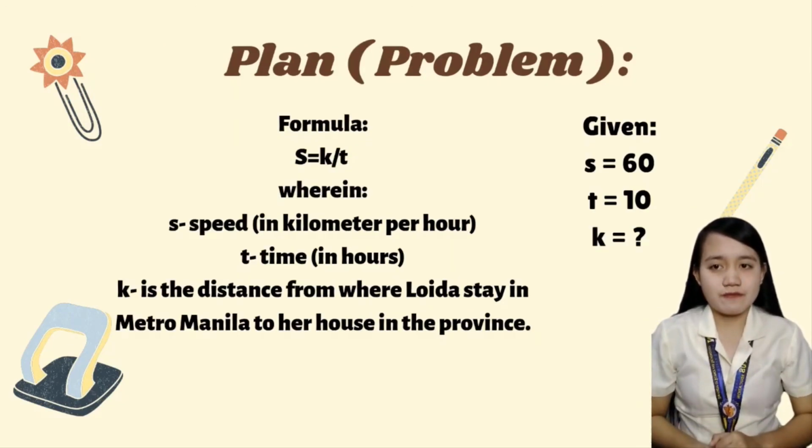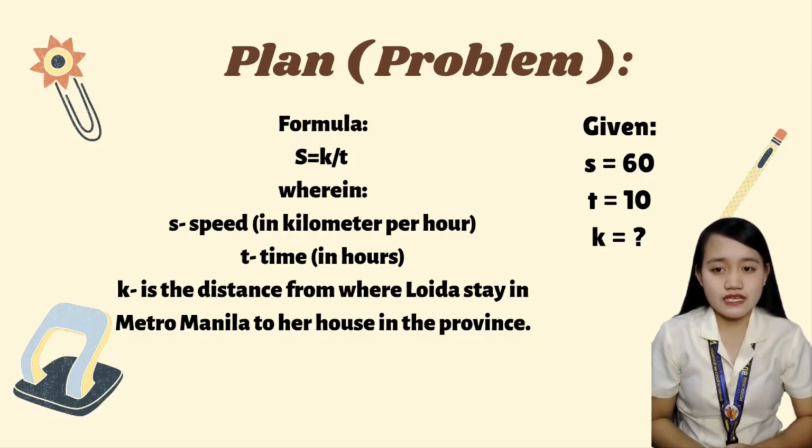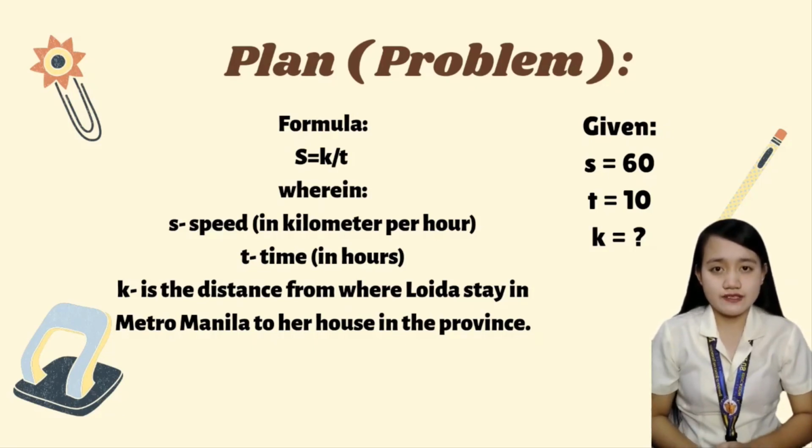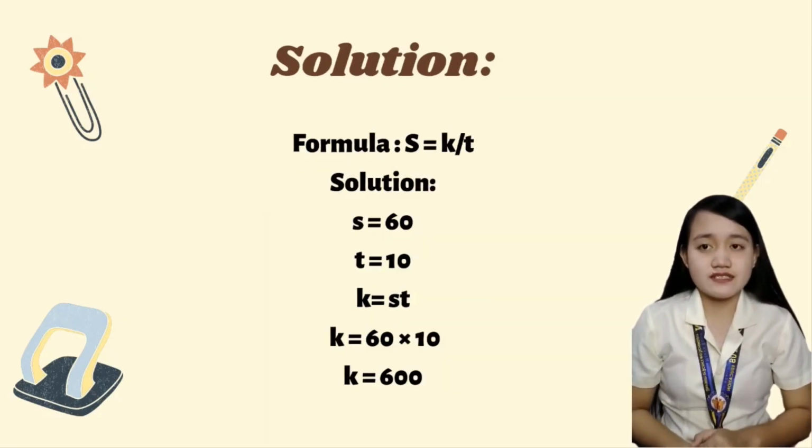In our fourth step, the plan, we have to know our plan to solve the problem. Since our formula is S is equal to K over T, we will be using it, wherein S is the speed in kilometers per hour, T is the time in hours, and K is the distance from where Loida stays in Metro Manila to her house in the province. Given S is equal to 60, T is equal to 10, K is unknown, so we need to find the K.